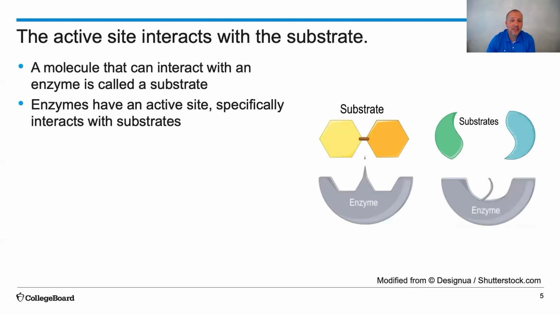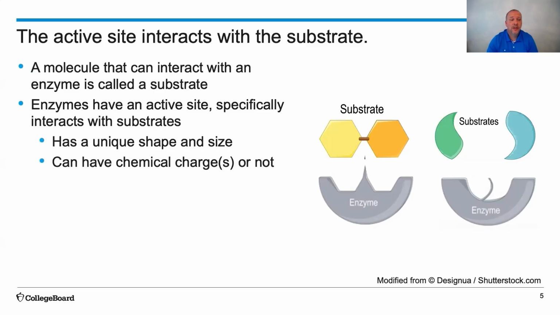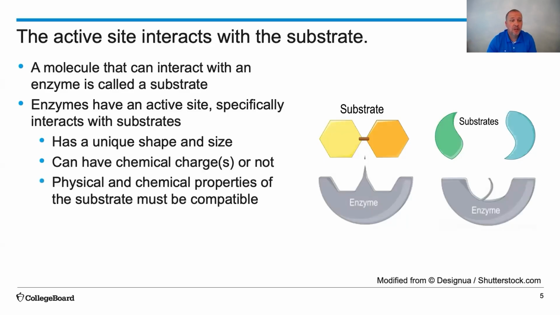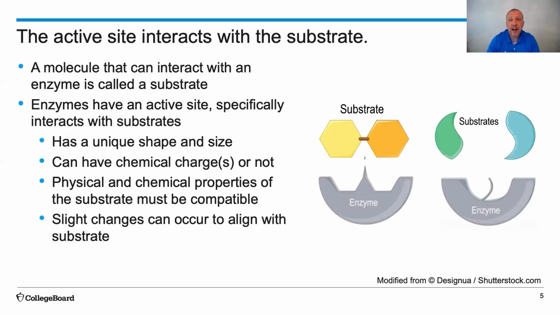Enzymes have an active site, specifically that interacts with substrates. That active site has a unique shape and size. It can have a chemical charge or charges or not. The physical and chemical properties of the substrate must be compatible to the active site. And then finally, slight changes can occur in the active site to align with the substrate.